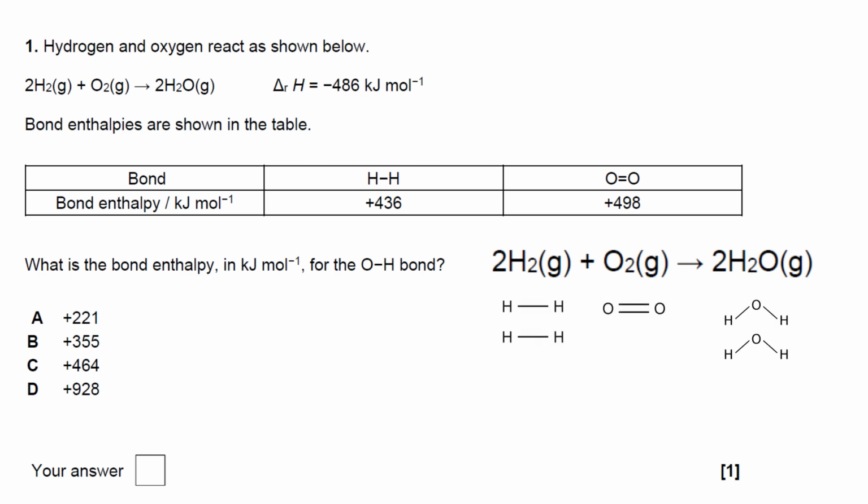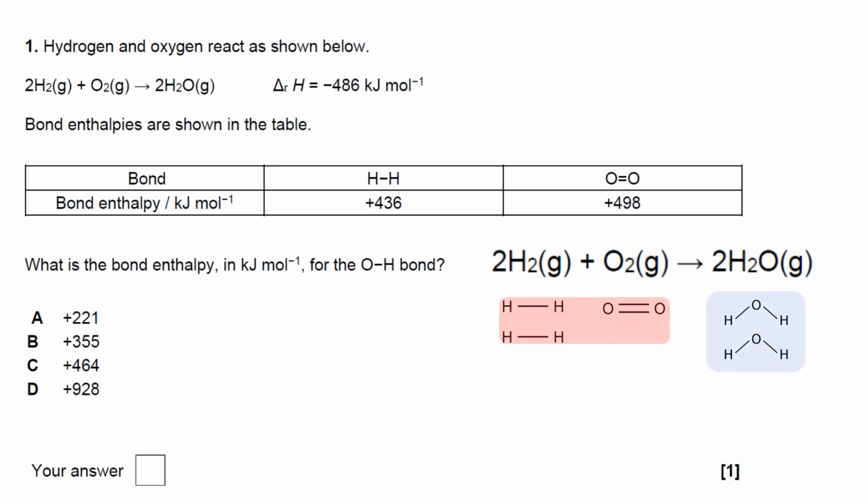And you put in the actual displayed formulae. So for example, 2 hydrogen molecules can be drawn like this. 1 oxygen molecule, O double bond O. And 2 water molecules have 4 OH bonds in them. And we need to find what the OH bond enthalpy is.